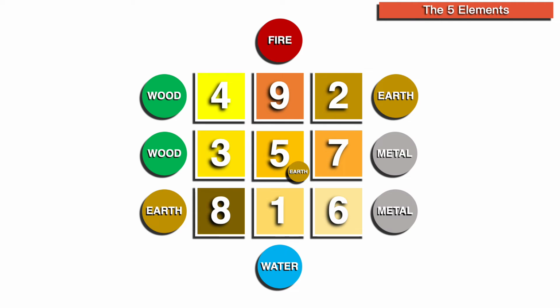Here is the summary of the 5 elements within the 9 halls. Take a screenshot and you could use this as a reference for our next videos.